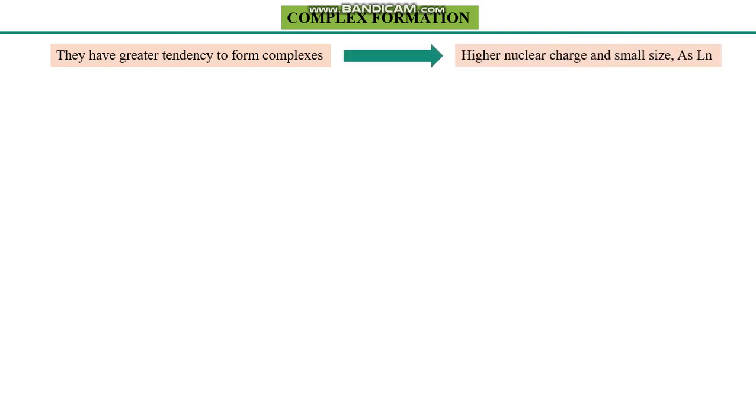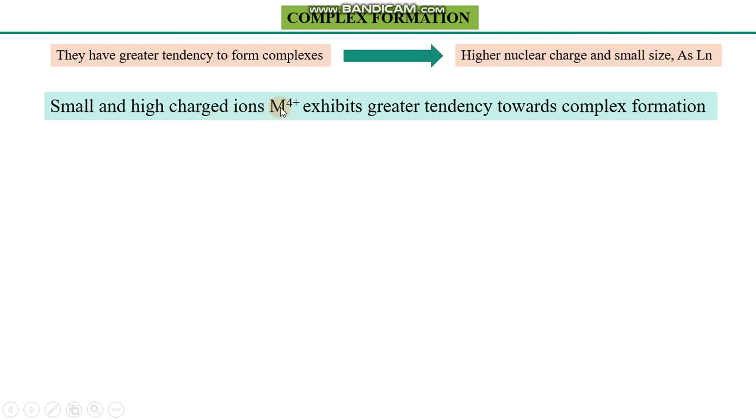The greater tendency is because of higher nuclear charge, and this higher nuclear charge results in a smaller size of the respective ion. Whenever an ion possesses a smaller size, that makes it more reactive, and this smaller size is the reason for the high reactivity of these species. So if we compare the reactivity, nuclear charge, and size, they are more reactive than the lanthanide series.